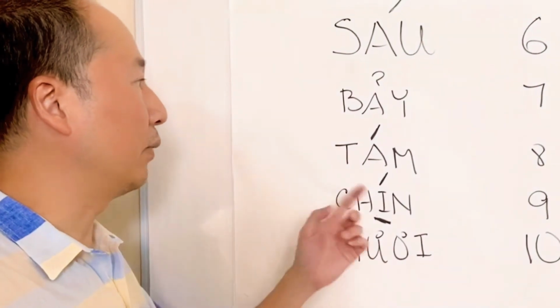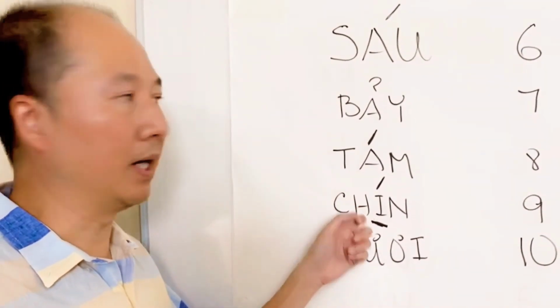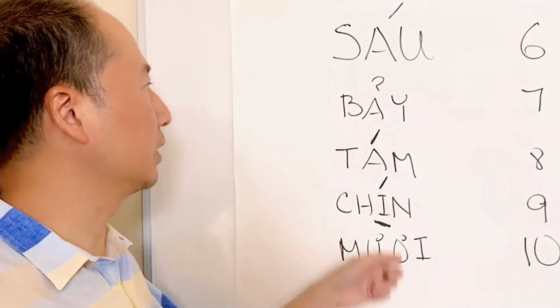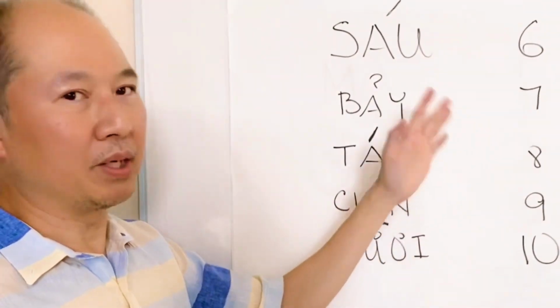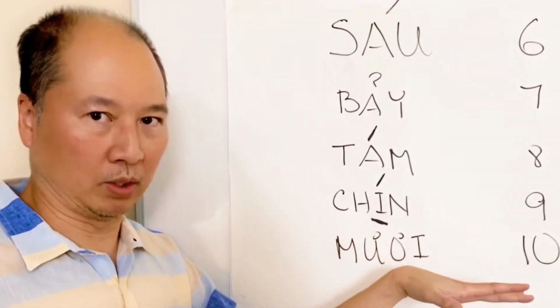In Vietnamese, if I want to say 19, it's mười chín, which is 10, 9, right? If I want to say 17, it's mười bảy. Pretty straightforward, right? So my point is that once you understand 1 through 10, you can pretty much count to 20 and 30 pretty easily because it follows this pattern. This is actually true of Chinese as well.